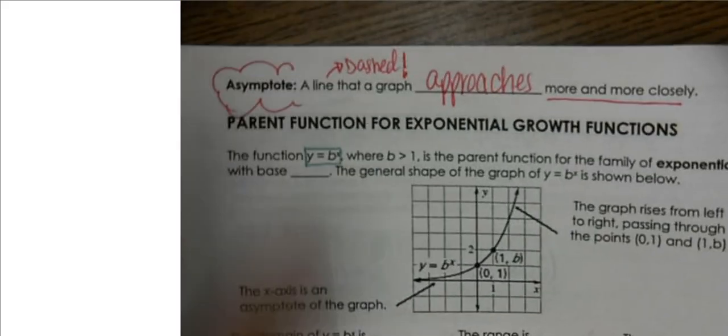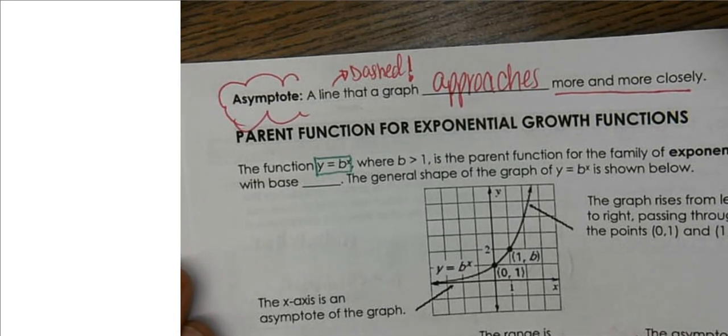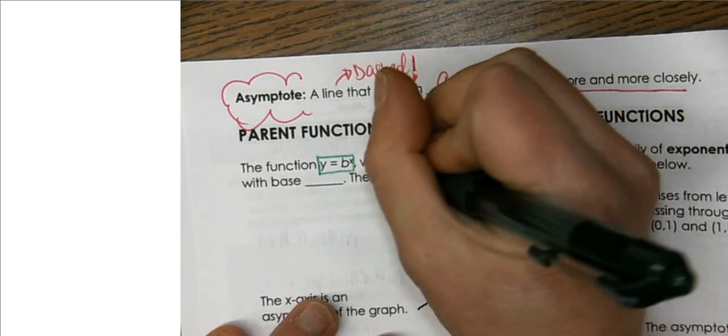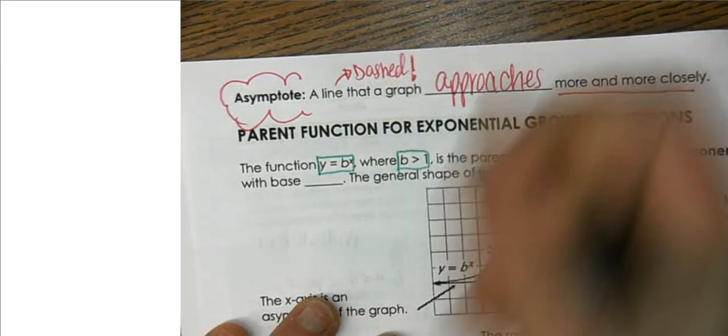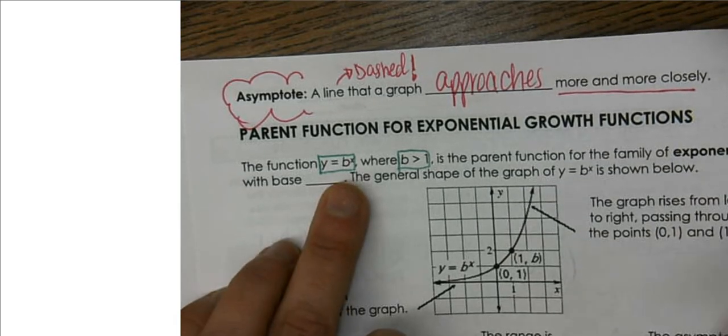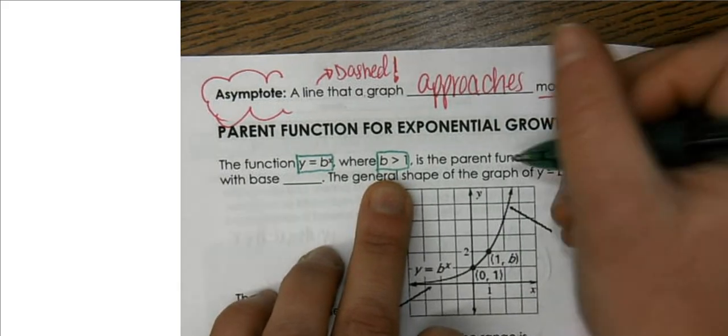Now, all exponential growth functions are going to appear to be the same. And the only thing that changes is whatever our b value is. So a parent function for exponential growth is in the form of y is equal to b to the x power. Our b value needs to be greater than 1. Notice my a value is an invisible number 1.